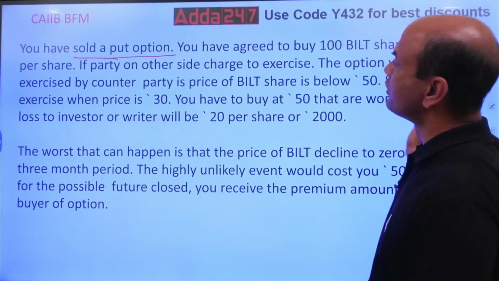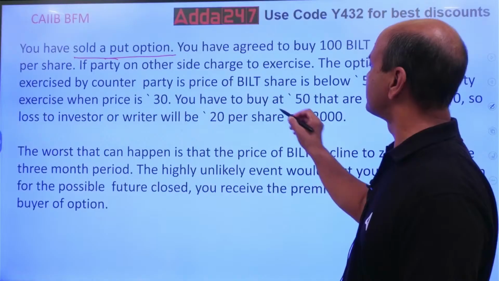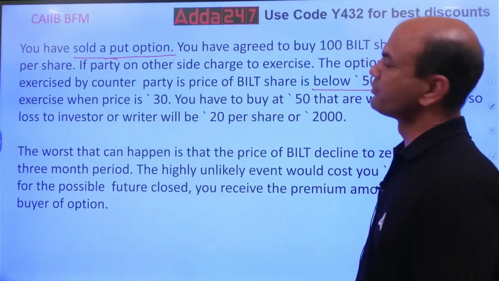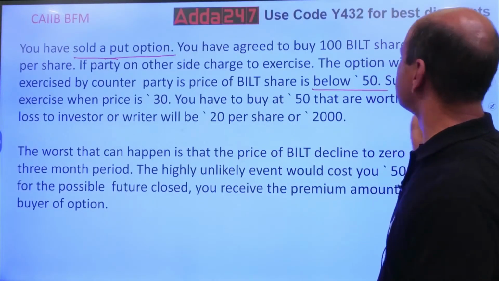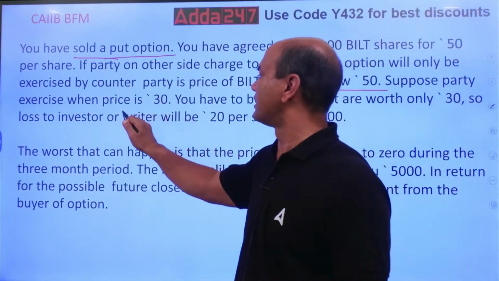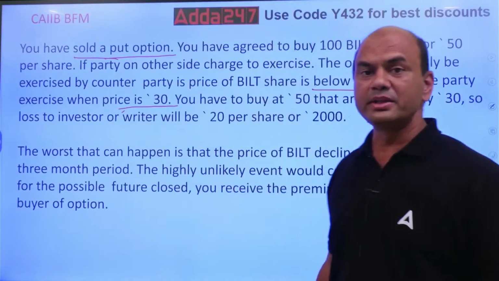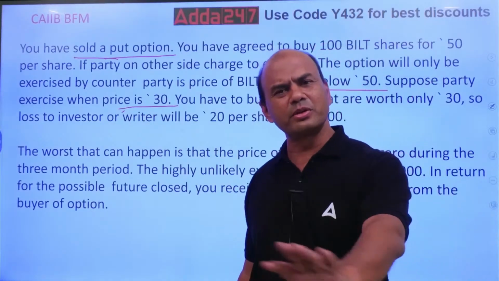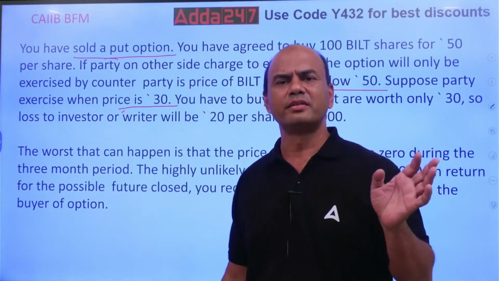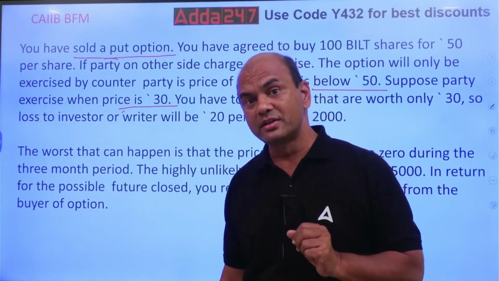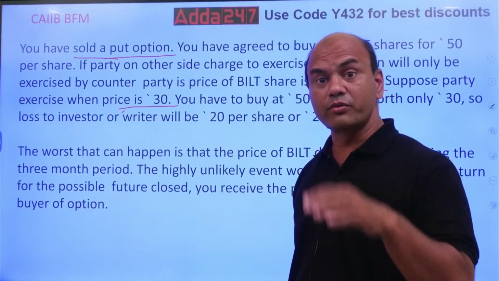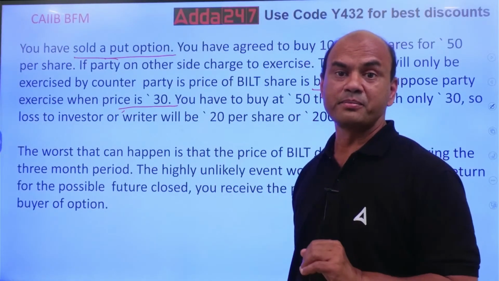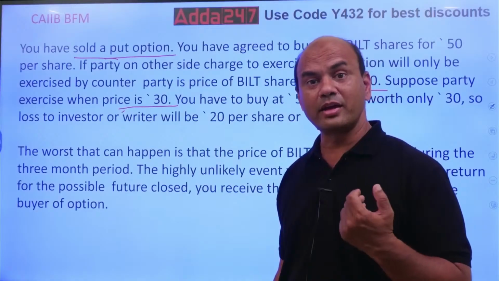The option will only be exercised by the counterparty if the price of the build share is below 50. Suppose the party exercises when the price is 30. I said the share price will not go below 50, and I will buy at 50. Now the share price goes to 30. From 50 it has gone to 30. So I am the loser.